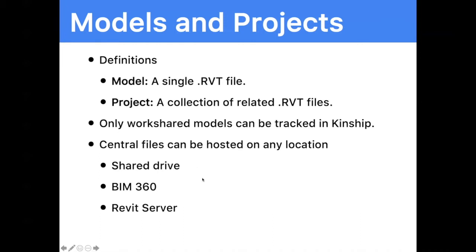Only work shared models can be tracked in Kinship. So yeah, it has to be work shared. We collect our data during the sync with central time. Central files can be hosted on pretty much any location. The examples I have here: shared drive, BIM 360, Revit server. So we're using the local file and the sync with central process, and so we are kind of agnostic as to where the central file is hosted.